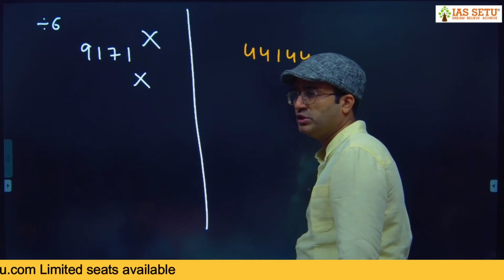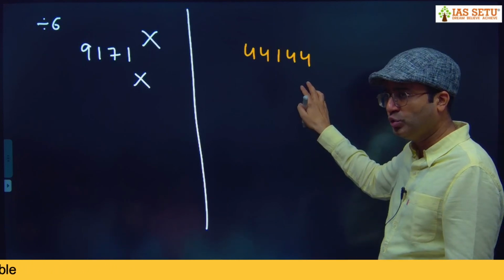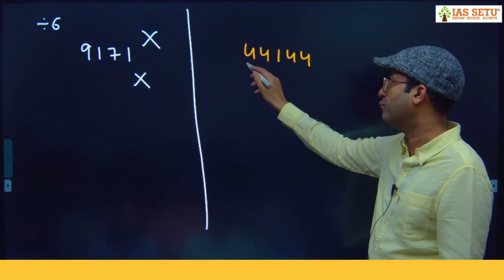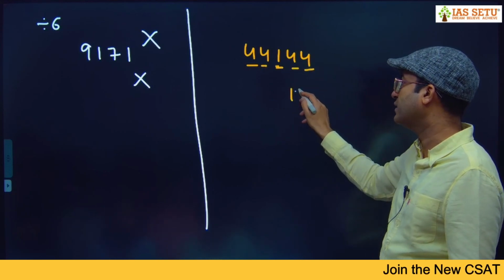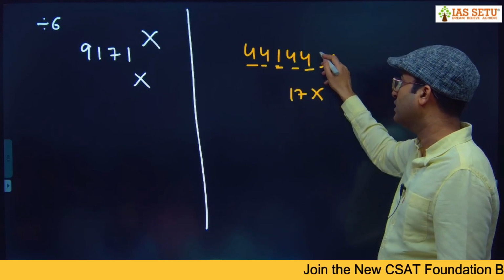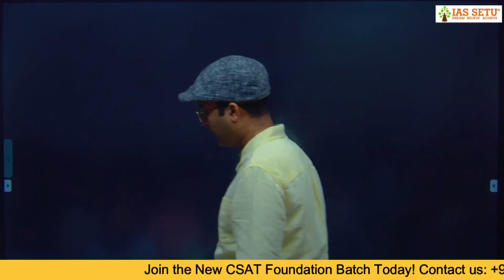Now 44,144. We will check if it is divisible by 6, yes or no. It is divisible by 2, but it is not divisible by 3. 4 plus 4, 8, 10, 9, 17. 17 is not divisible by 3. That's why it is not divisible by 6. Now you try.